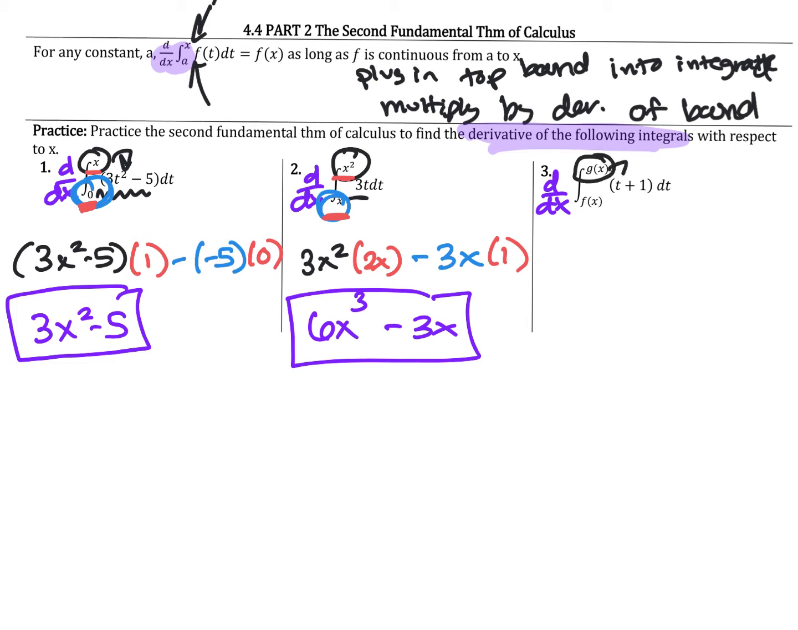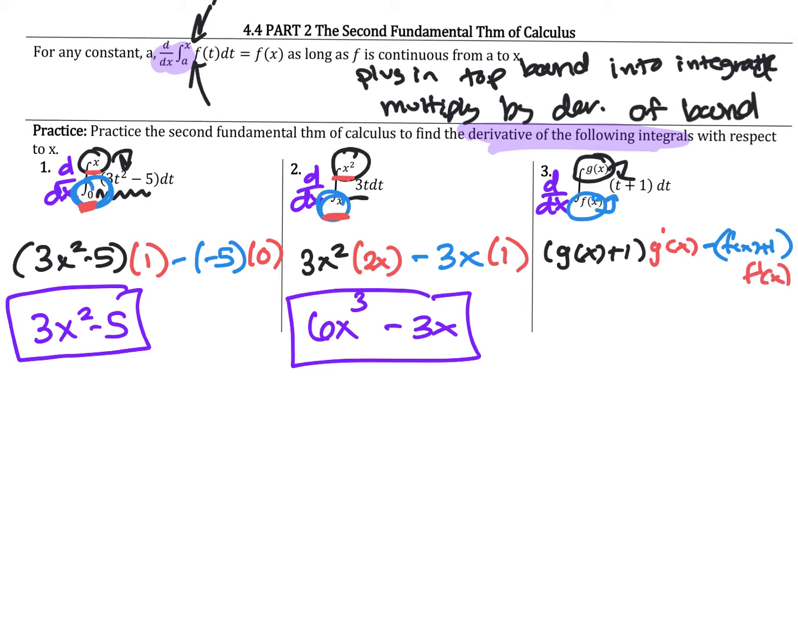If I plug g of x in here, that's just going to become g of x plus 1. I'm just plugging g of x in for t. And what's the derivative of g of x? Well, it's just g prime of x. It's not a value that we know, but we know that it's g prime of x. Minus, if we plug the lower bound in for t, we're going to get f of x plus 1. And we're going to multiply that by the derivative of f of x, which is f prime of x.